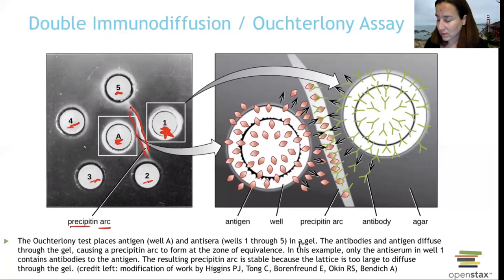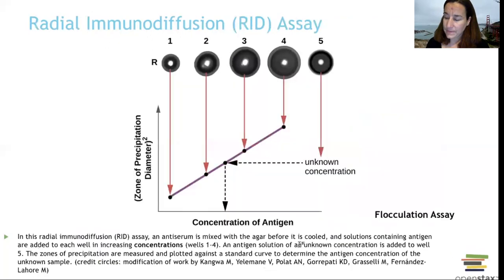And what is the arc? It is precipitin, where we have that proper balance, that even Stevens, the zone of equivalency between antigens and antibodies. And it only happened with number one. So this is the double immunodiffusion or the Ochterlony assay test.